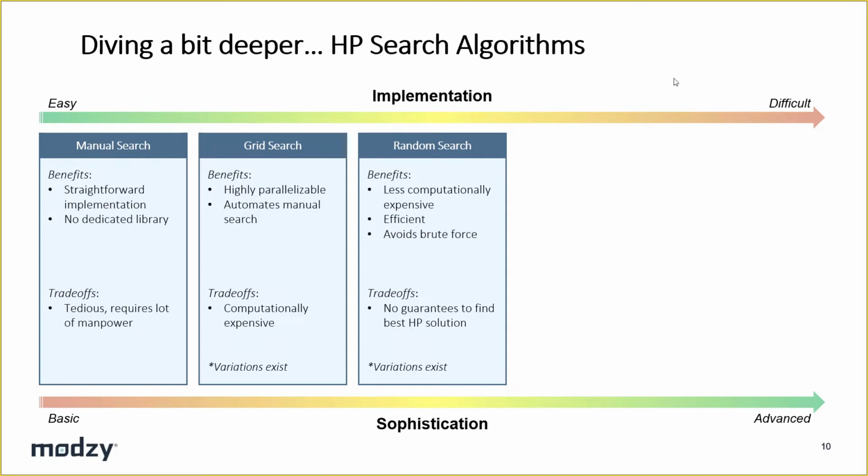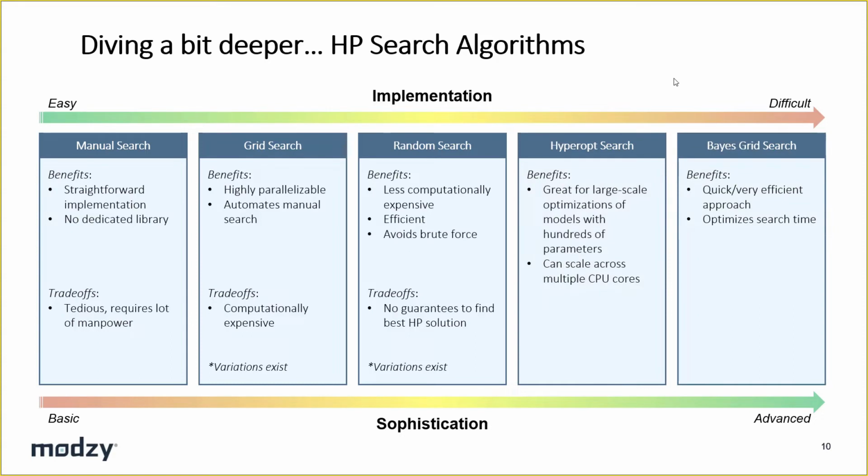Random search, instead of fixing a list of values for each of those hyperparameters, will simply randomly choose a value from a distribution of each of those parameters that they may be. It's less computationally expensive, will run fewer actual training examples and experiments, and avoids that brute force. But there's no guarantee that it will find the best solution.